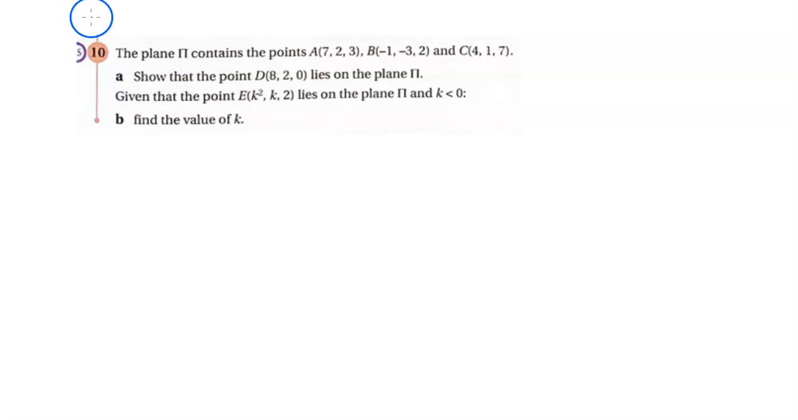Exercise 6.1a, question 10. The plane pi contains the points A, B, and C with the coordinates shown, and part A asks us to show that the point D with coordinates 8, 2, 0 is also in the plane.